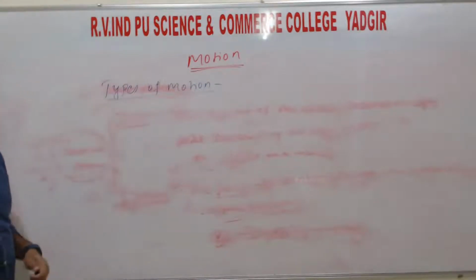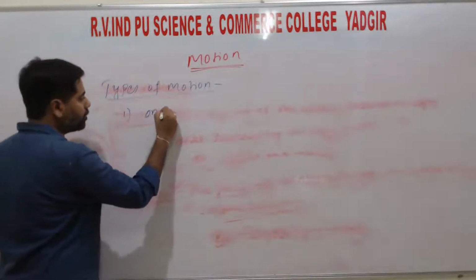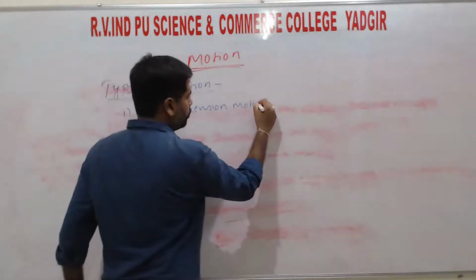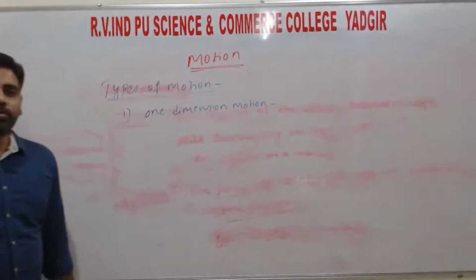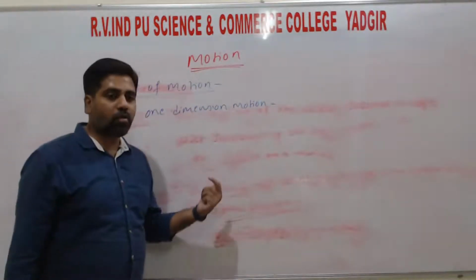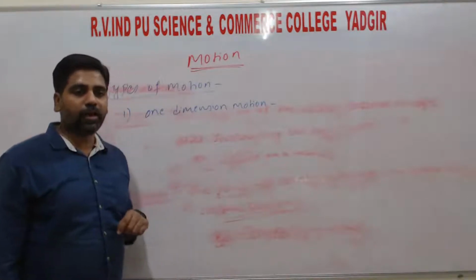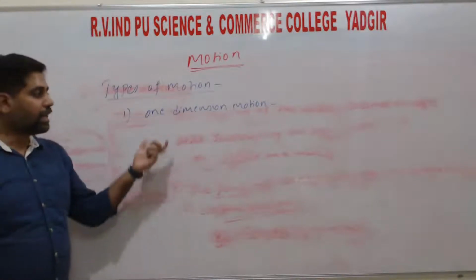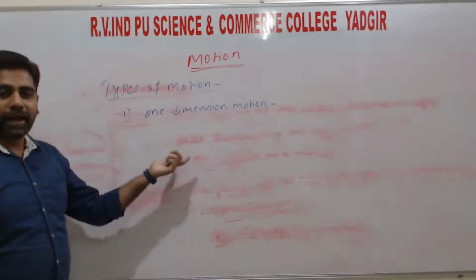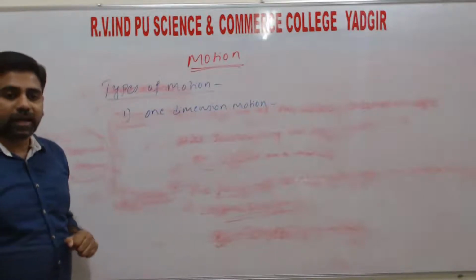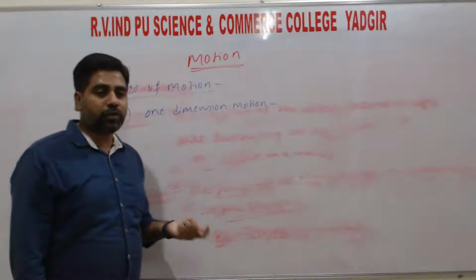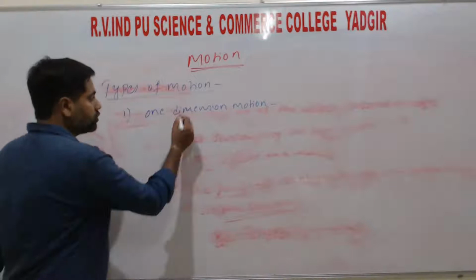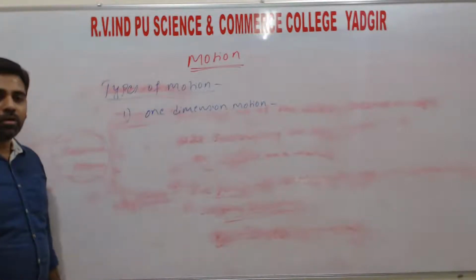Types of motion, right? The first one is one dimension motion. If an object moves in any one of the coordinate axes, then that type of motion we call one dimension motion. So what does one dimension motion mean? Any object which is moving in any one of the three coordinate axes, the object is moving in one coordinate axis, right? That motion we call one dimension motion.